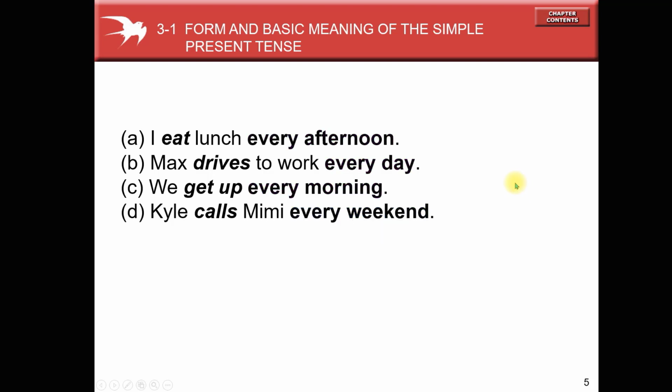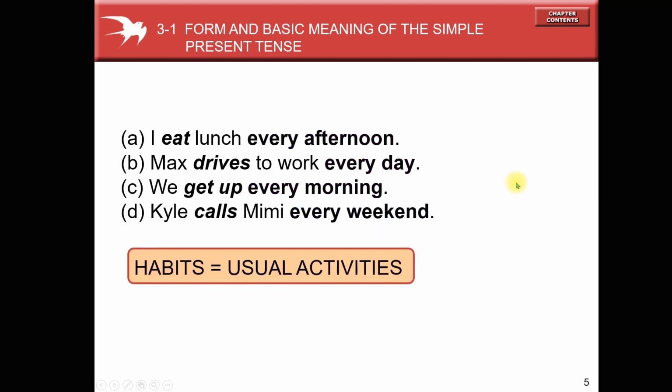Okay? So, all these activities are usual activities. That means they are habits. So, we use the simple present tense for habits or usual activities. Okay? Next.